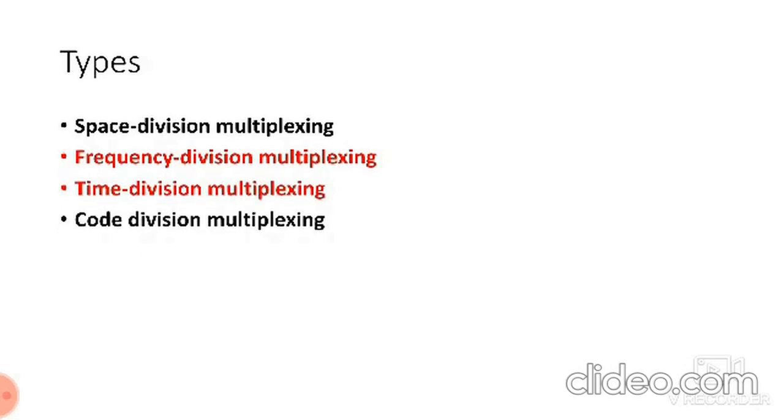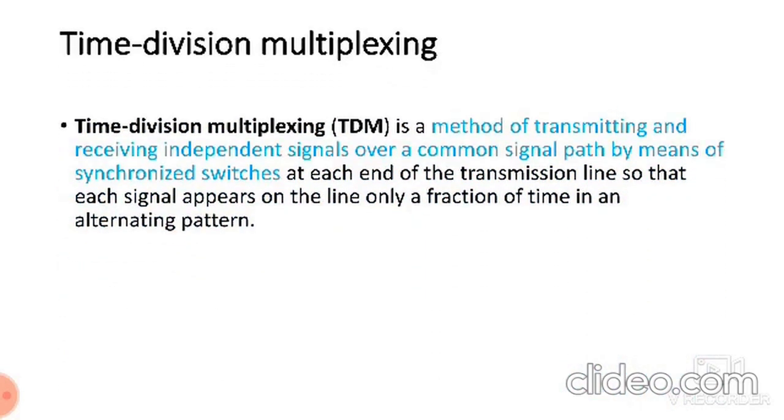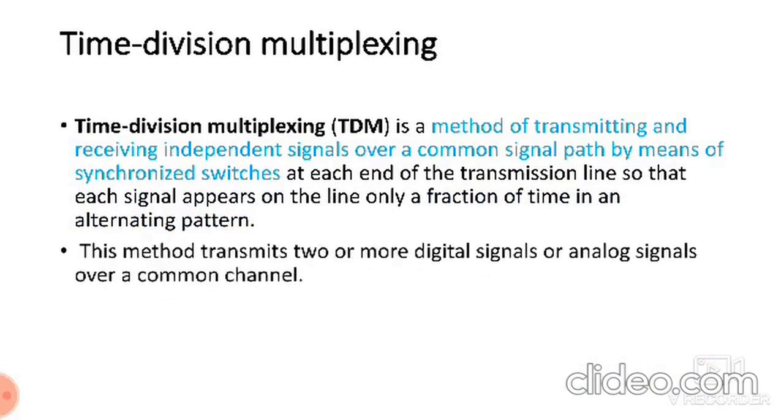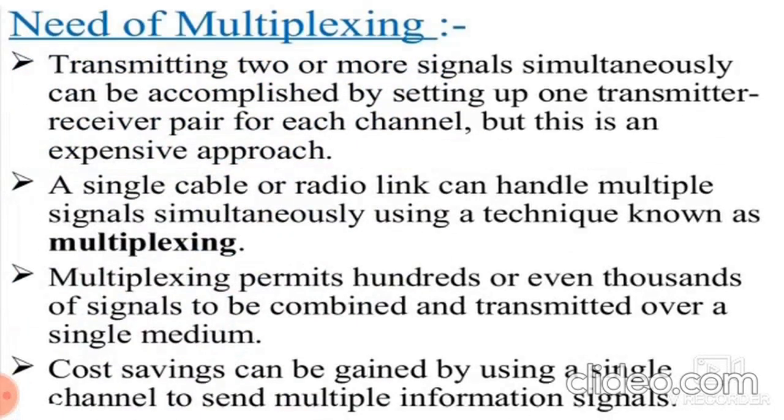Multiplexing is classified into different types. First is space division, second is frequency division, third is time division, and fourth is code division. Time division multiplexing is the method of transmitting and receiving independent signals over a common signal path by means of synchronized switches. The switches rotate, so it is called a rotating switch. This method transmits different signals in different time slots through a single medium.